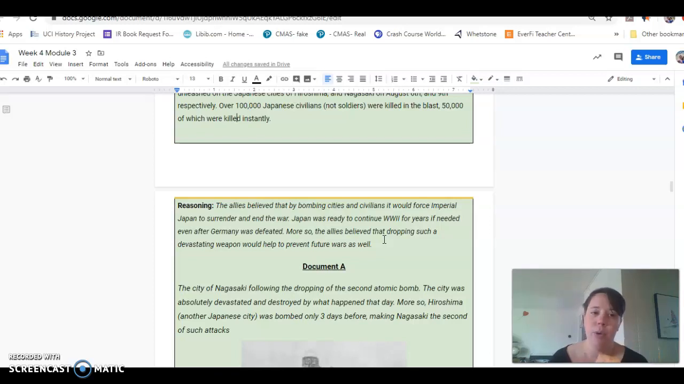Basically forcing Emperor Hirohito to end the war because so many people had been killed and the Japanese cities were impacted, and that was the theory. Japan was ready to continue World War II for years, if needed, even after Germany was defeated, and the Allies believed that dropping such a devastating weapon would help to prevent future wars as well. They kind of treated it as the bomb to end all wars. Not a great plan. So let's look at how this all plays out.